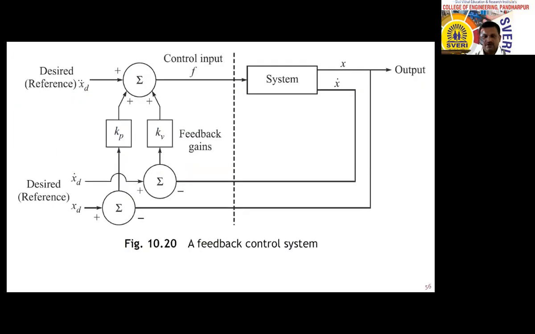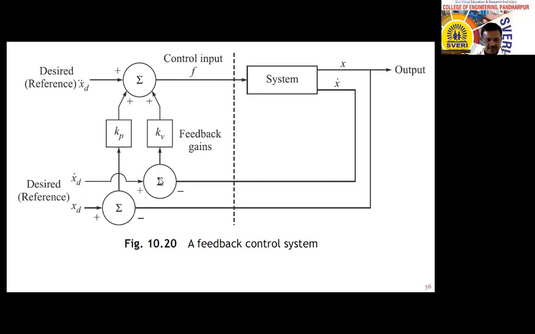Therefore, this is the control layout. Now, how to read this? This is the desired reference. Xd double dot means acceleration, sorry, only linear acceleration because x is a linear variable. And this is the summing point. Now this control input F is provided to the system. Therefore, the block will be displaced by x, and x dot is nothing but velocity. Now again, x dot is taken as the feedback signal.